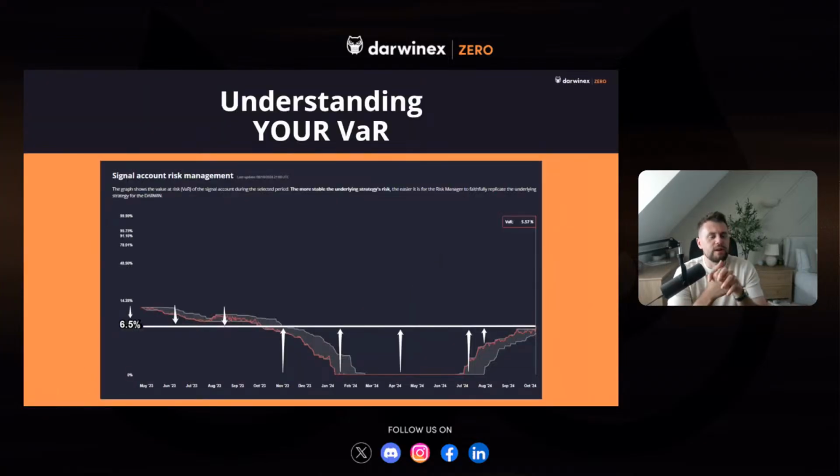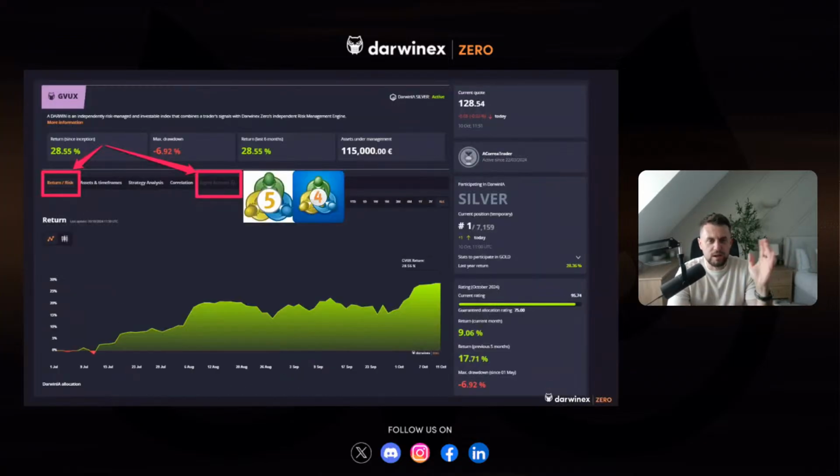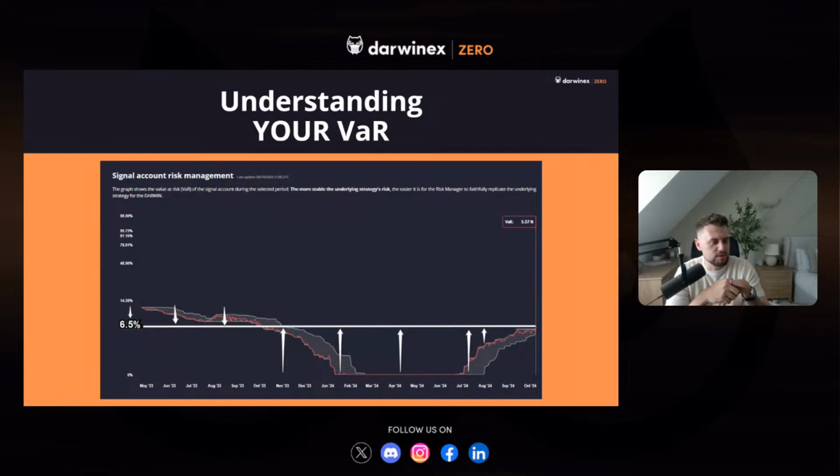So, understanding your value at risk. I skipped this chart because I need to get rid of that. To be honest, it doesn't serve much purpose in this session. This is your VAR chart, or your value at risk chart. You can find it on the strategy analysis tab on your Darwinex Zero dashboard. If you scroll down, you'll see this chart. Of course, you have to be out of calibration phase to see this. So when you're out of calibration phase, this will become available.